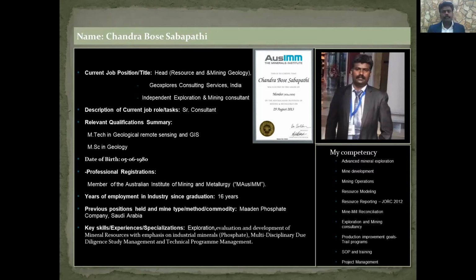Prior to that, I worked with Maaden Phosphate company, which is located in Saudi Arabia. That was a very good experience where I obtained pure industrial mining experience and worked on resource and reserve modeling, supporting the mine planning team and the beneficiation plant team. There we implemented this geometallurgical predictive testing program extensively to improve the beneficiation and mining production in various stages.